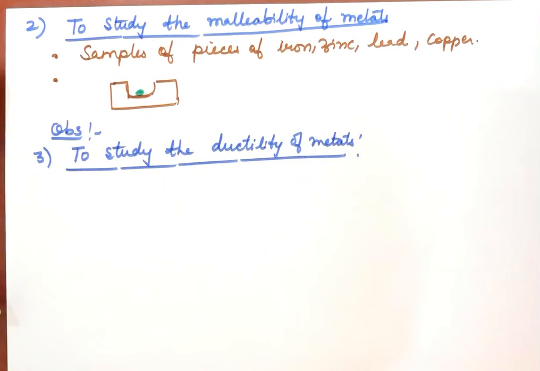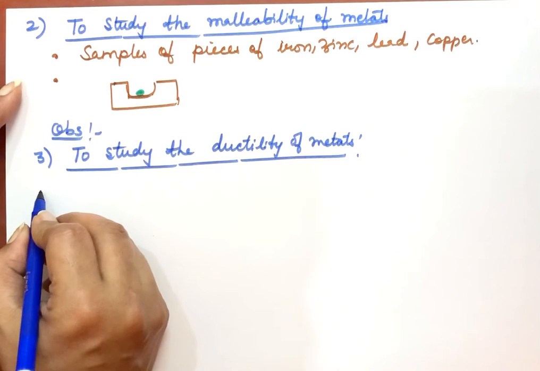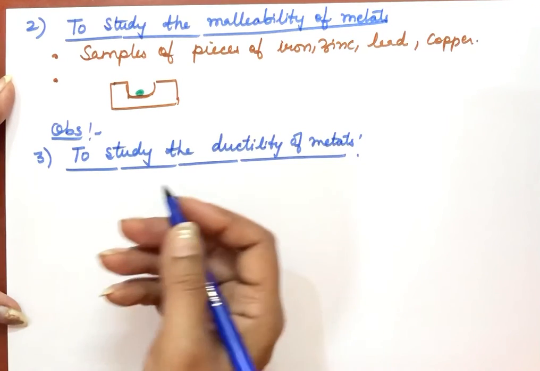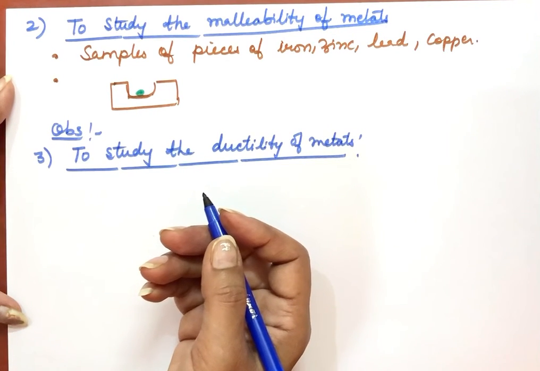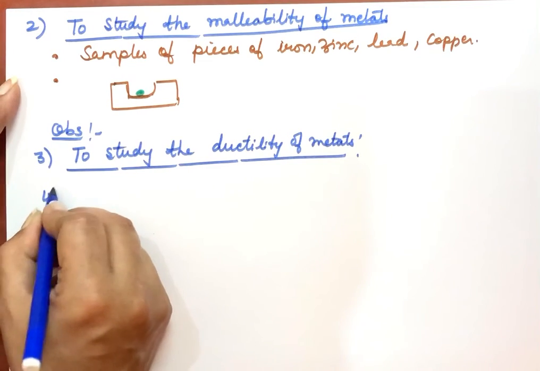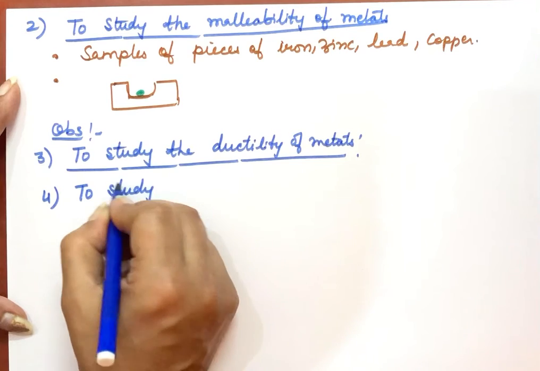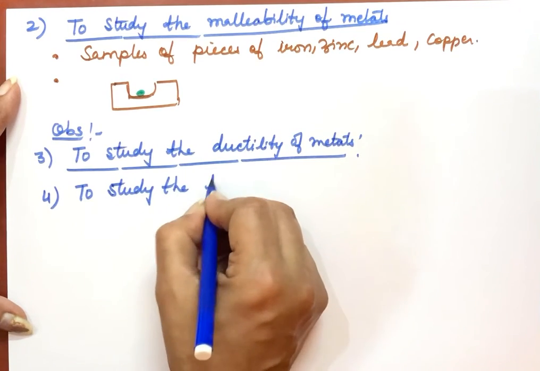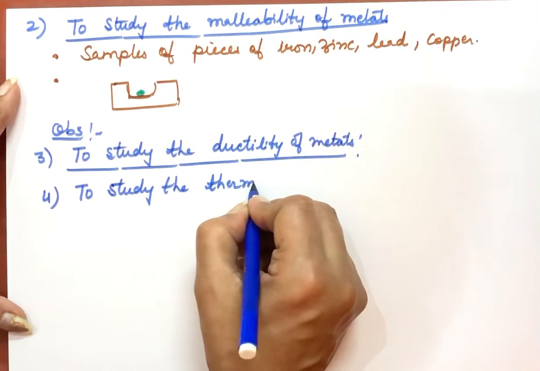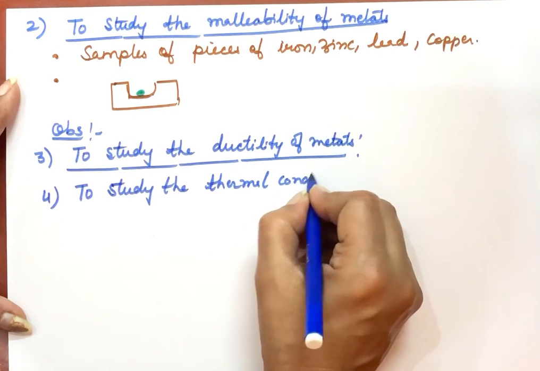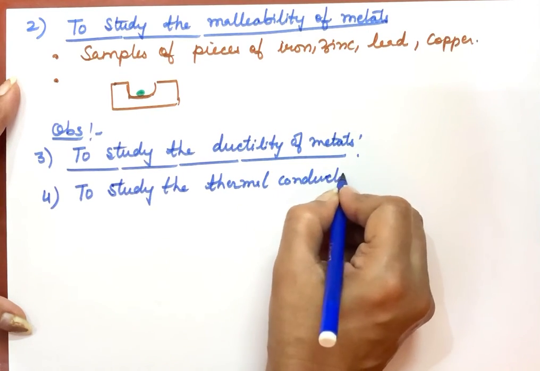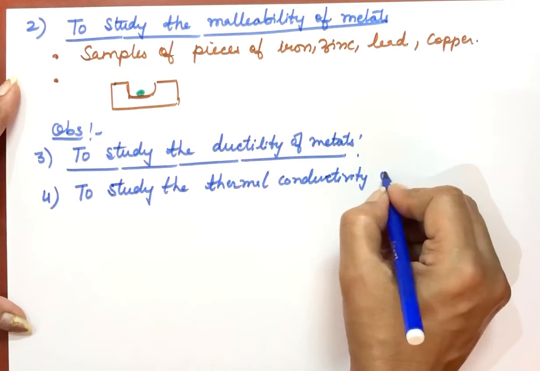That means the metals are ductile. Most metals are available in the form of wires, and this ability of metals to be changed into wires is known as ductility. The next property we are taking for investigation is to study the thermal conductivity of metals. We have to check that metals are good conductors of heat.